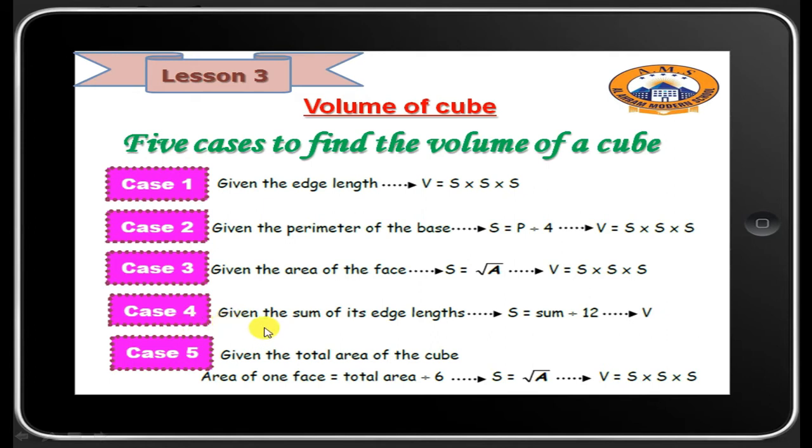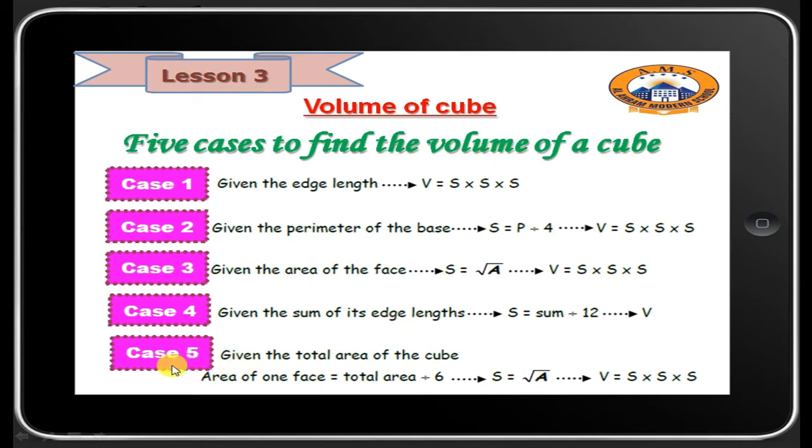The fourth case is here, when he gives you the sum of edges of the cube. So you're going to take the sum of these edges, the number that he's going to give you in the exercise, and divide it by 12 to get the side, and when you have the side, you're going to multiply the side by itself to calculate the volume. So my dear student, the idea here is to find the side length, or find the edge length of the cube, to calculate its volume.